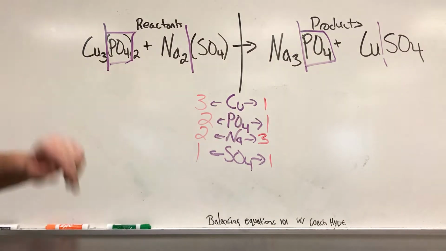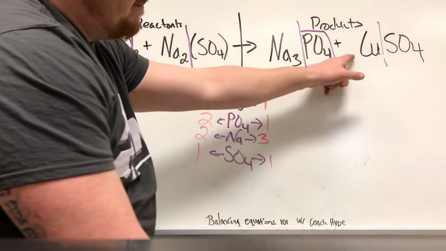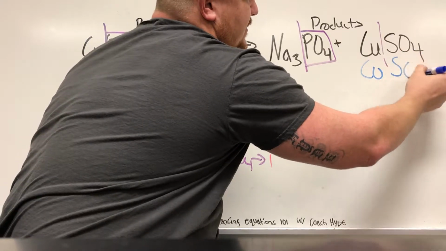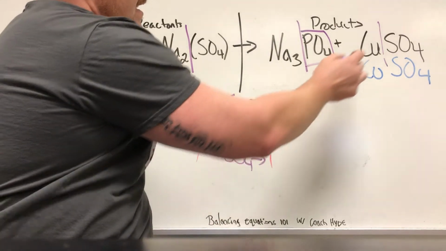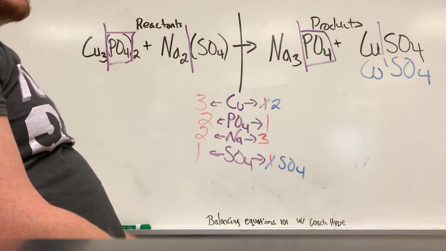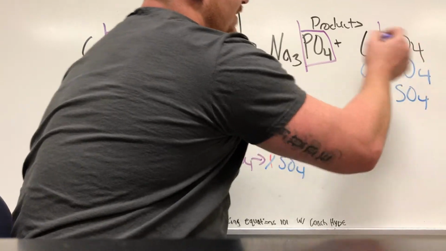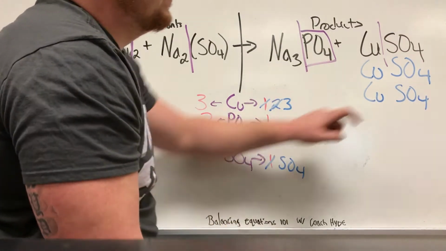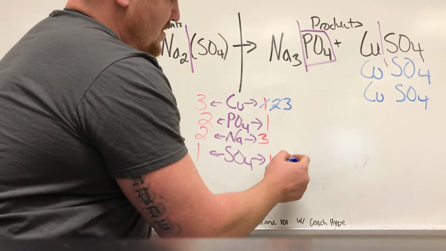We have 1 copper and 3 coppers. So we need more copper in our products. So I'm going to add another compound that contains copper in it, another CuSO4. Now I have 2 coppers and I have 2 SO4s. This is not enough to balance my copper, so I need to add another compound with copper in it. So I got CuSO4, I'm going to add another one. I have 3 total compounds now. 1, 2, 3. 3 coppers. 1, 2, 3 sulfates.